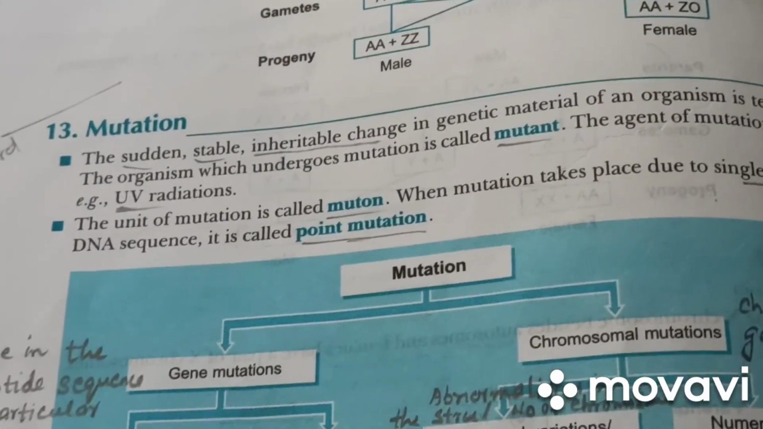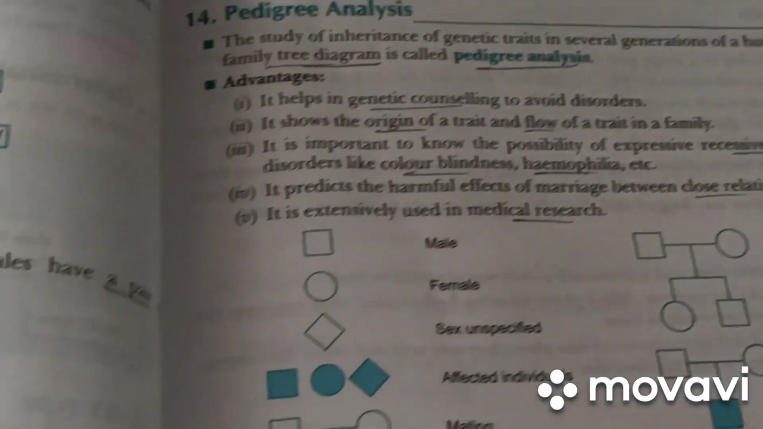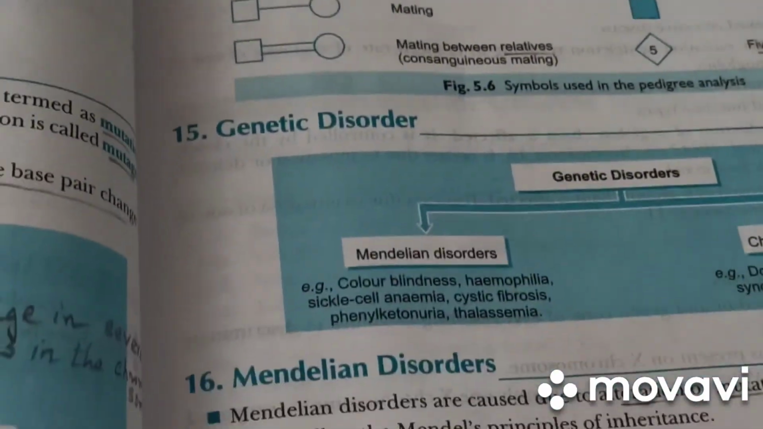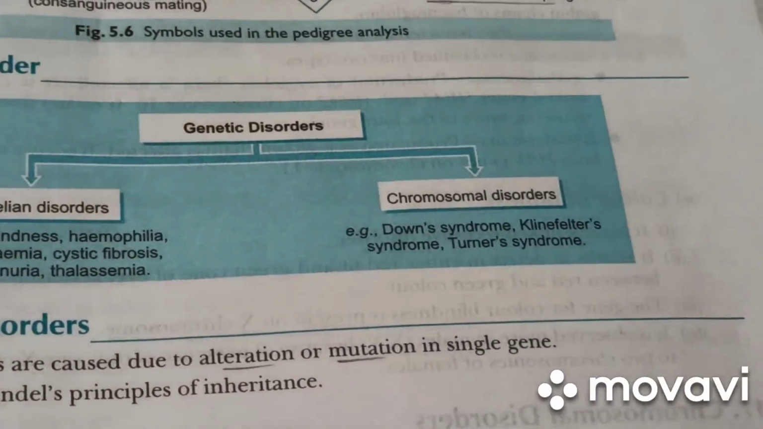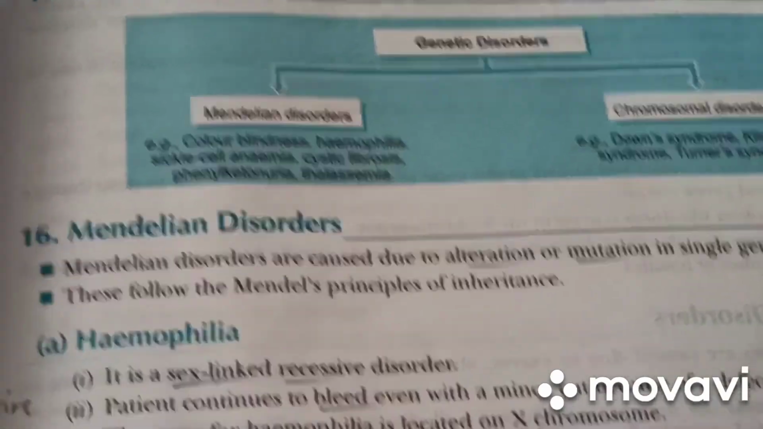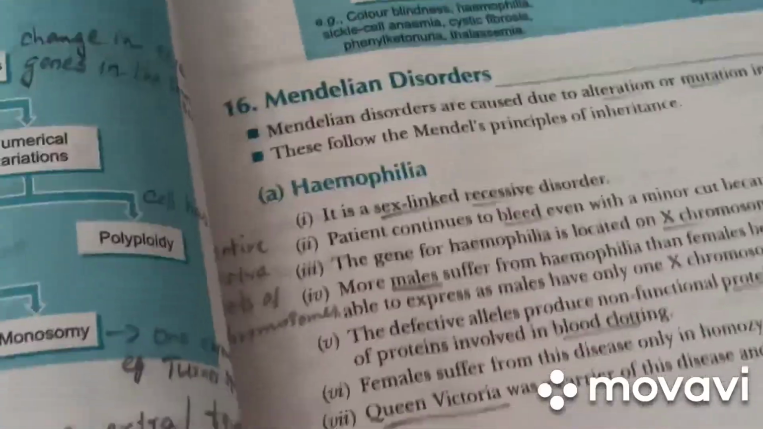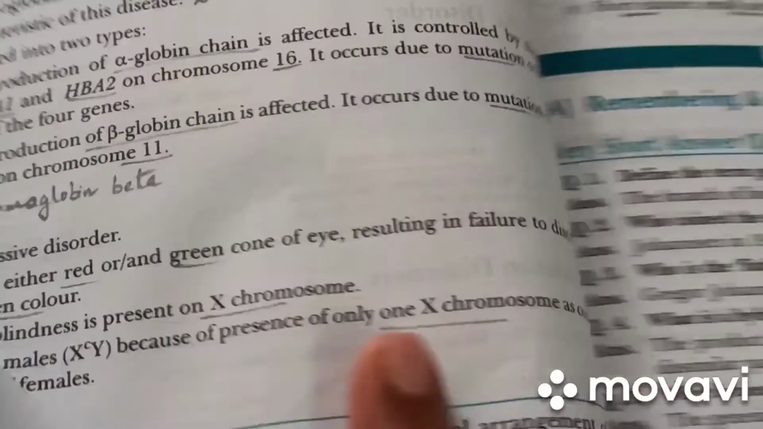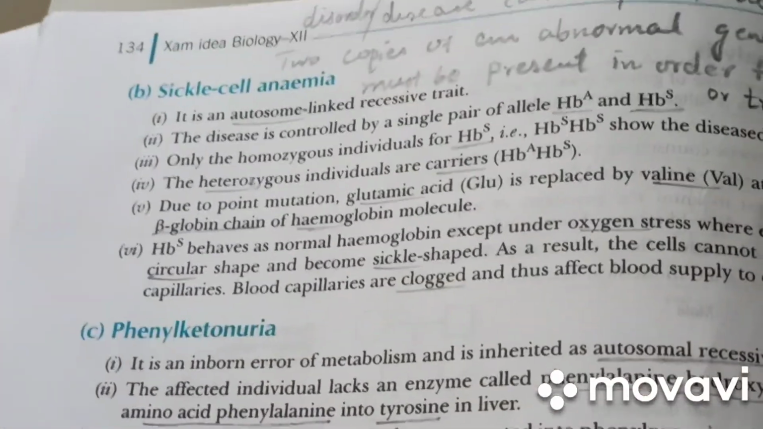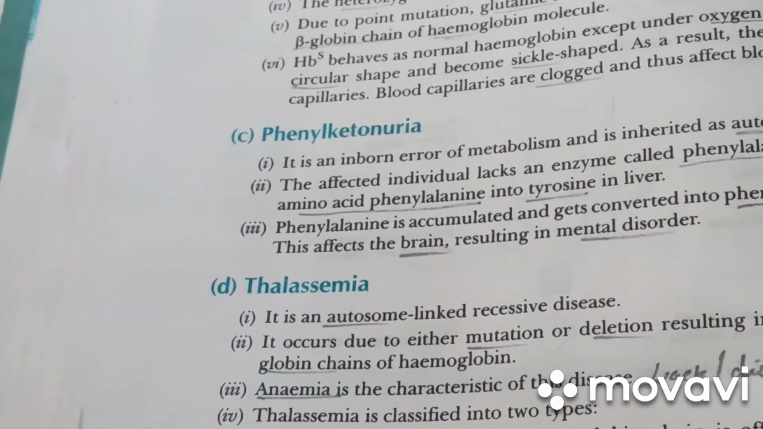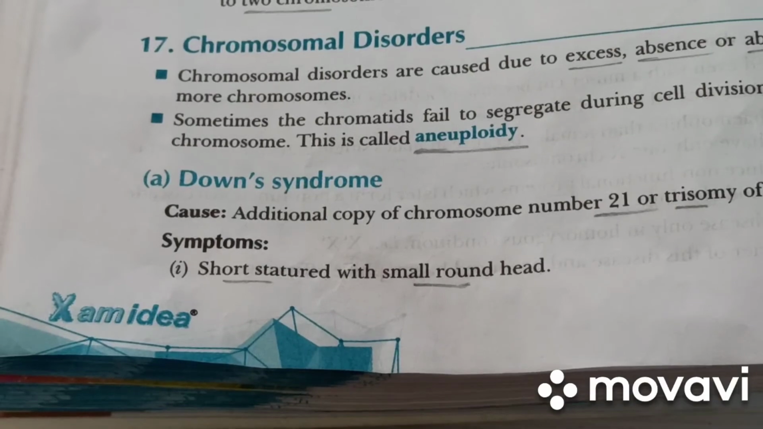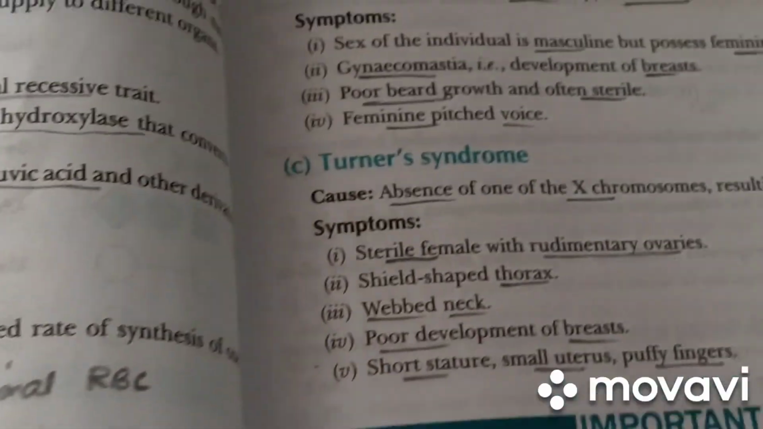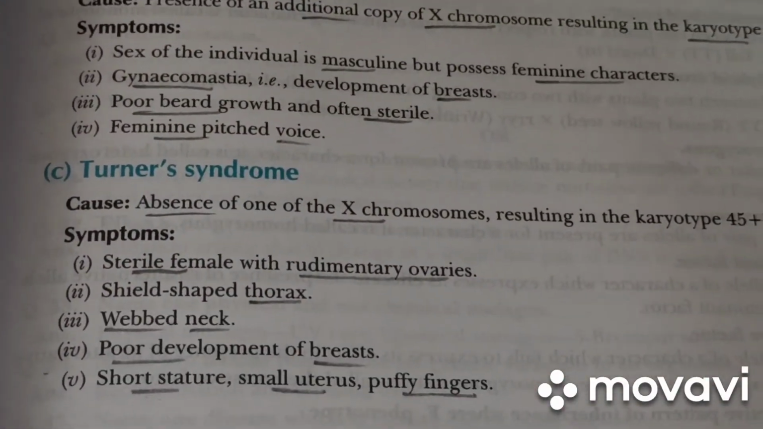In this session, we have completed mutation, pedigree analysis, genetic disorders. There are 2 types of genetic disorders: Mendelian disorders and chromosomal disorders. So we learned the different types of Mendelian disorders: hemophilia, sickle cell anemia, phenylketonuria, thalassemia, color blindness. Then the chromosomal disorders: Down syndrome, Klinefelter syndrome and Turner syndrome.